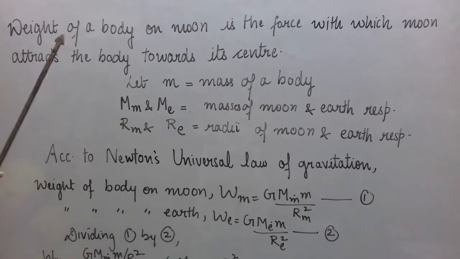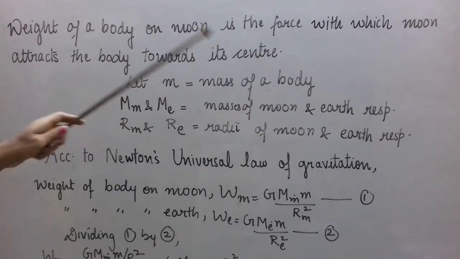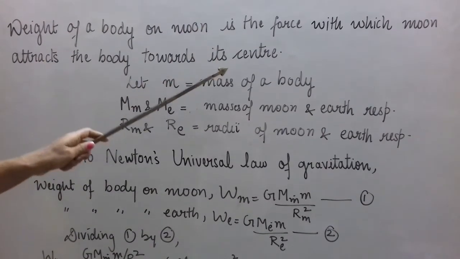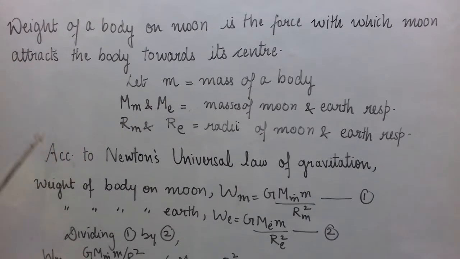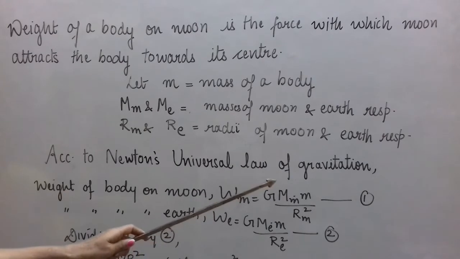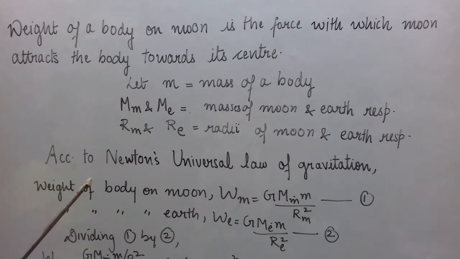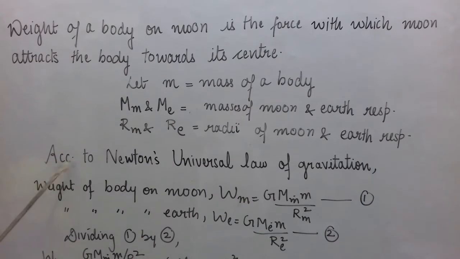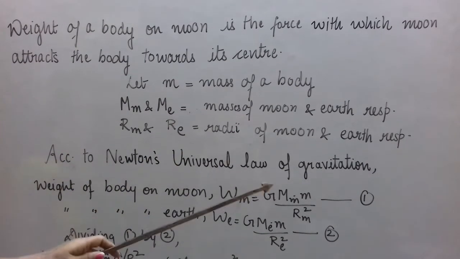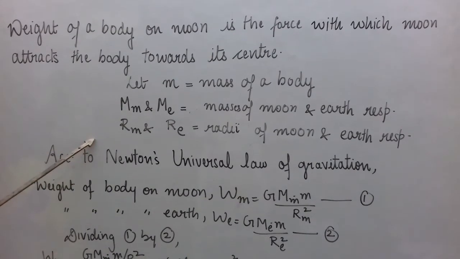Now we know by definition it is the force. Which force? Gravitational force with which moon attracts a body towards its center. So we can always use Newton's universal law of gravitation to write an expression for weight of a body on earth and weight of a body on moon. So according to Newton's universal law of gravitation, you are required to mention this, otherwise you can lose marks.